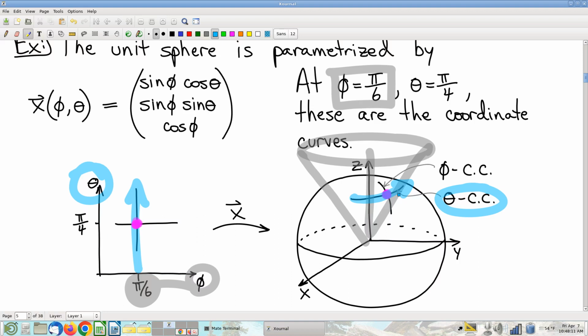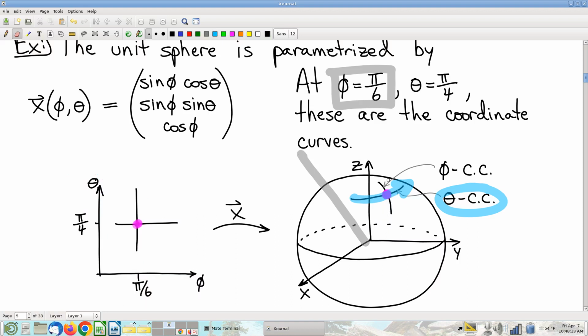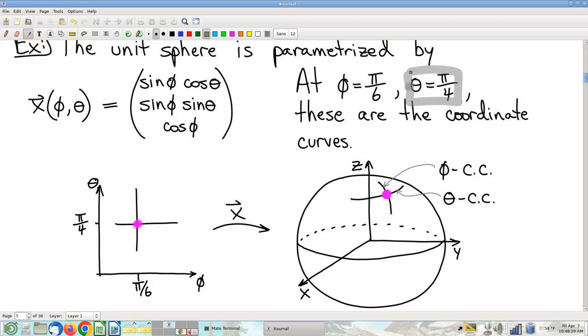Okay. All right. Likewise, we can talk about the phi coordinate curve. If you want to make the phi coordinate curve, you've got to fix theta. So theta now is not allowed to change. Theta is fixed at pi over 4, which of course means that we are confined to a particular theta cross-section.